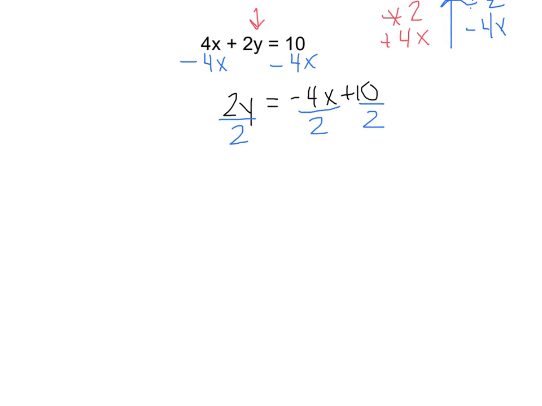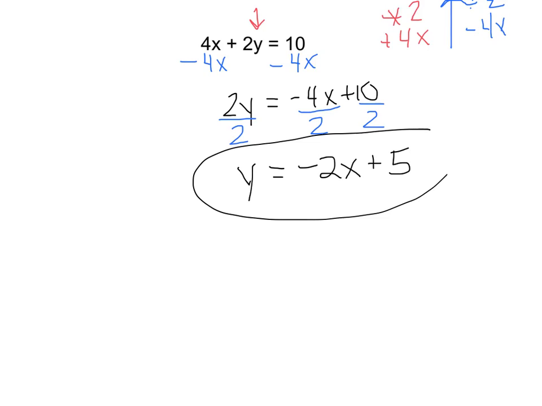2y divided by 2 is just 1y, or y. Negative 4x divided by 2 is going to leave me with negative 2x, and 10 divided by 2 is going to leave me with 5. Y equals negative 2x plus 5 is 4x plus 2y equals 10 in slope-intercept form.